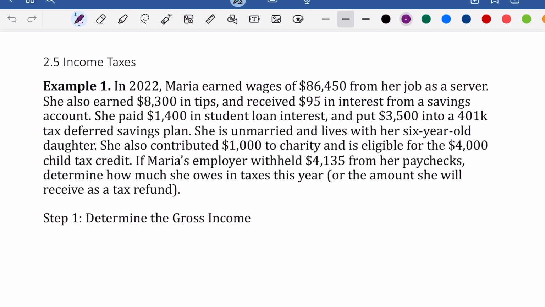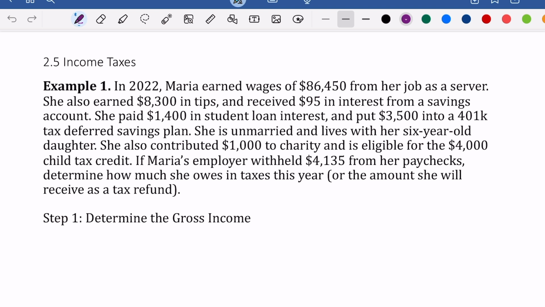She paid $1,400 in student loan interest and put $3,500 into a 401k tax-deferred savings plan. She is unmarried and living with her 6-year-old daughter. She also contributed $1,000 to charity and is eligible for the $4,000 child tax credit. If Maria's employer withheld $4,135 from her paychecks, determine how much she owes in taxes this year, or the amount she will receive as a tax refund. With taxes, we have 5 steps.